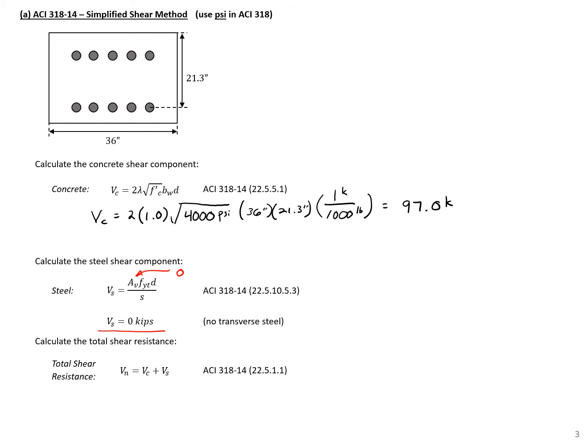Then our total shear resistance, our Vn, is just equal to our 97.0 plus 0 equals 97.0 kips for our simplified shear method.